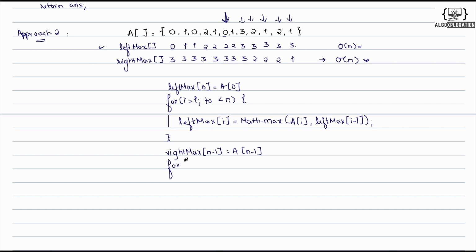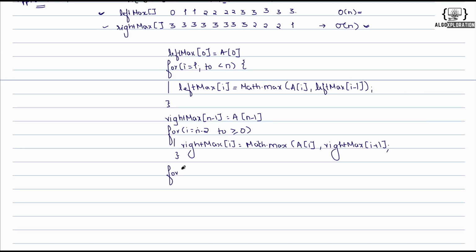So for the for loop, I will be running from n minus 2, right? And it will go till 0. Now right max of I is equal to Math.max of a of I, comma, right max of I plus 1. So using these two for loops, we are able to create these two arrays.